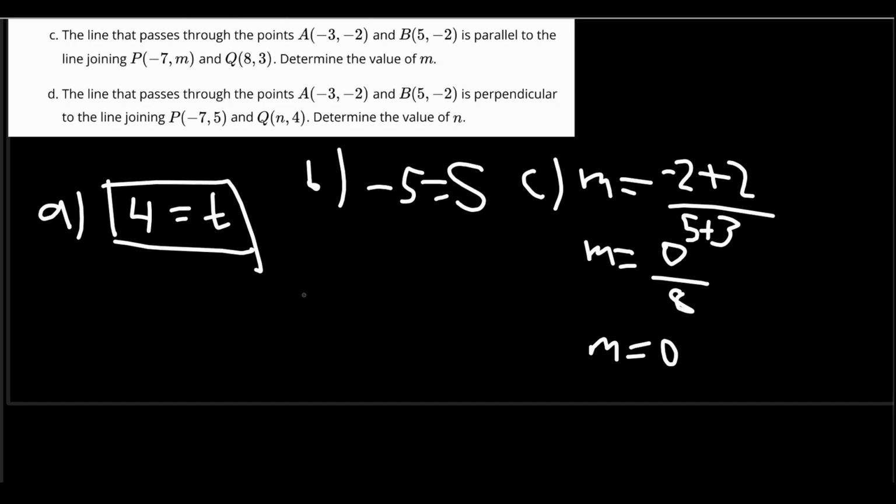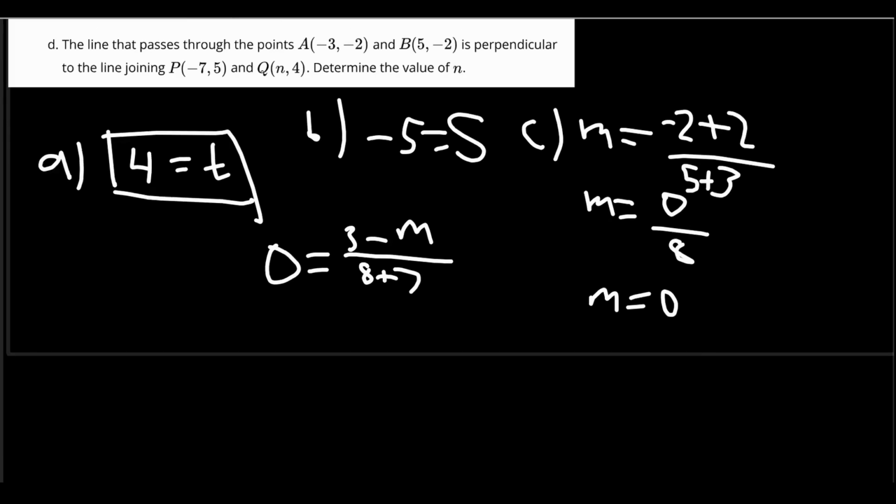Or plug it into the formula. So we have 0 is equal to, we're going to put our y2, which is 3. We have 3 minus m over 8 plus 7, because that's a minus negative 7.